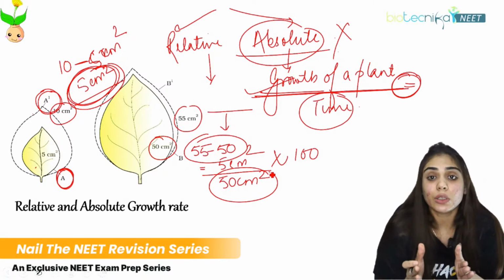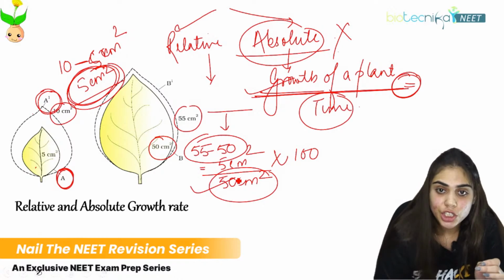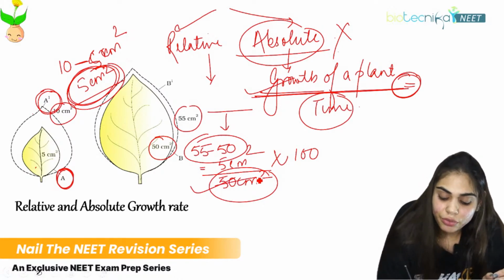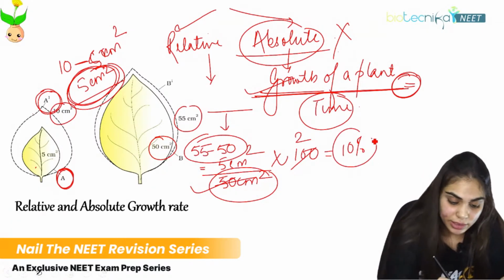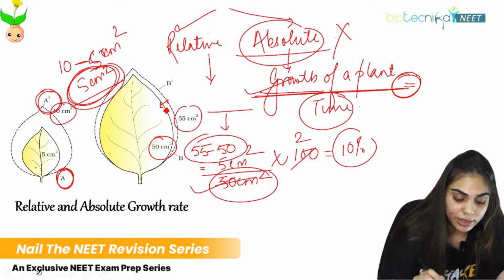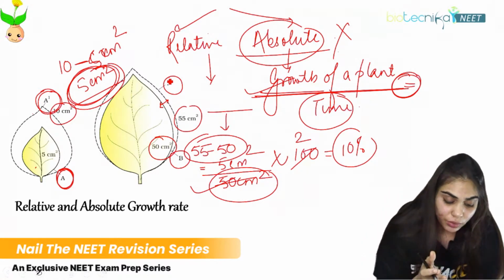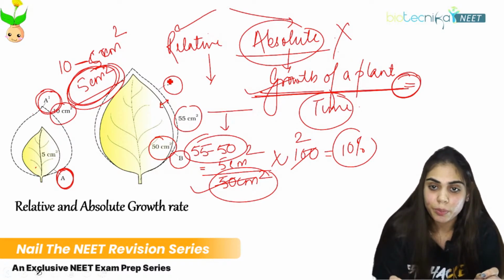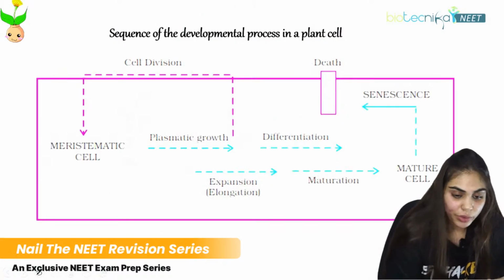Relative means related to something, related to the initial value. When it is compared with the initial value, that is what is called the relative growth rate. Now what will you get? 50 and 2. 10% of growth is achieved in this leaf. As you can see, 10% of the growth is achieved and it is becoming B to B dash. So when we are comparing with the initial value, that is the relative growth rate. And when we are not comparing any initial value, we are just studying the growth of a plant with respect to time, that is what is called the absolute growth rate.